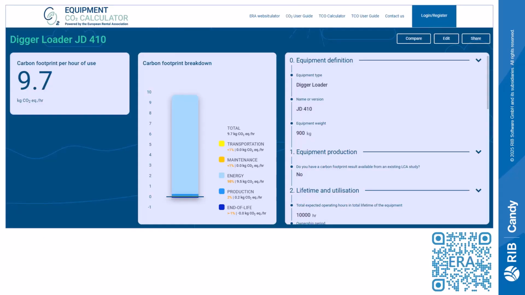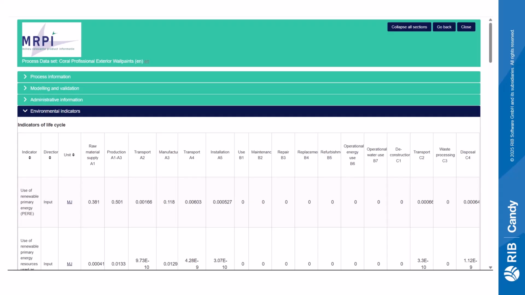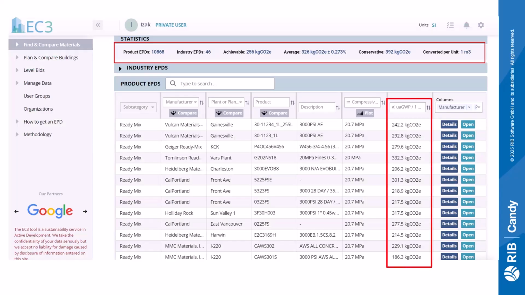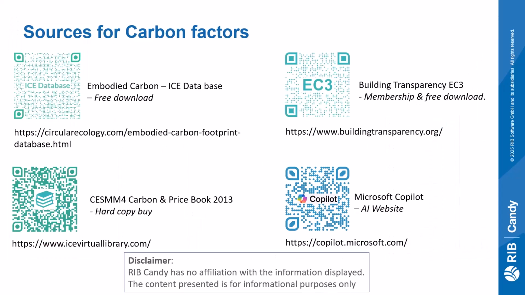Carbon factor rates can be sourced from a range of reliable resources, including supplier-specific environmental product declarations, or EPDs for short, that will supply carbon rate information for mainly modules A1 to A3. It can also be sourced from the EC3 database maintained by the Building Transparency organization, or from carbon databases such as the Inventory of Carbon and Energy, or ICE for short.